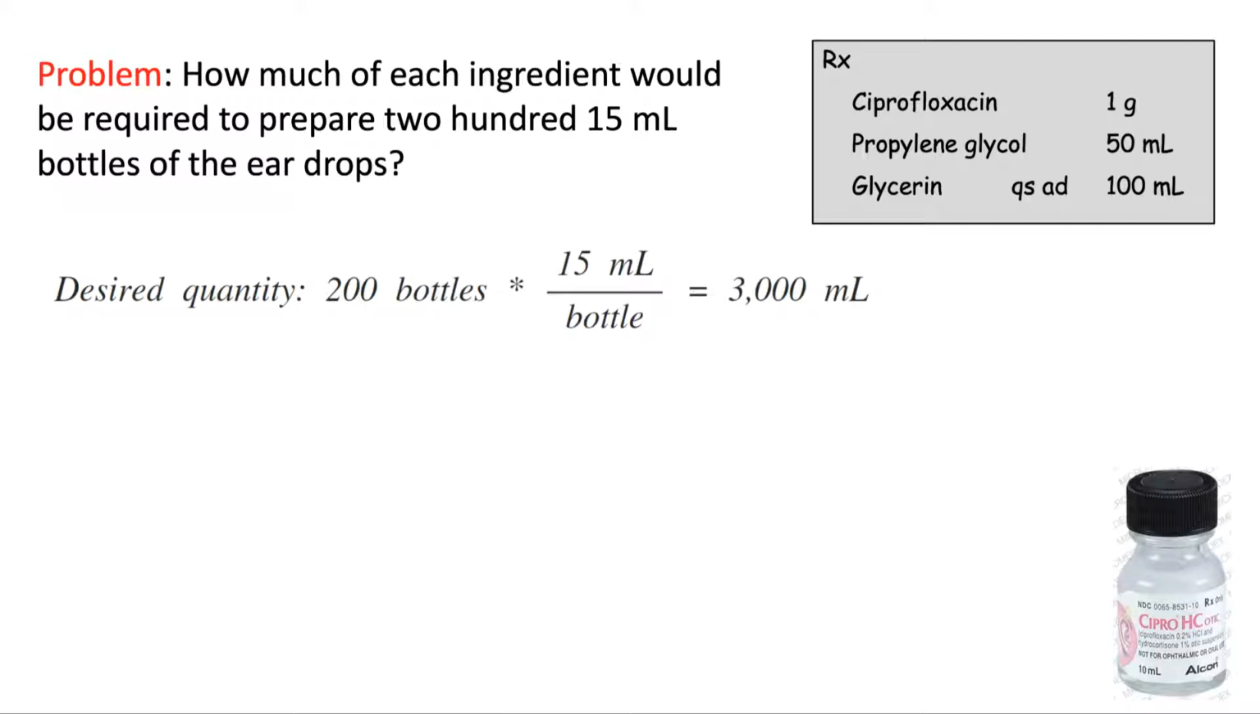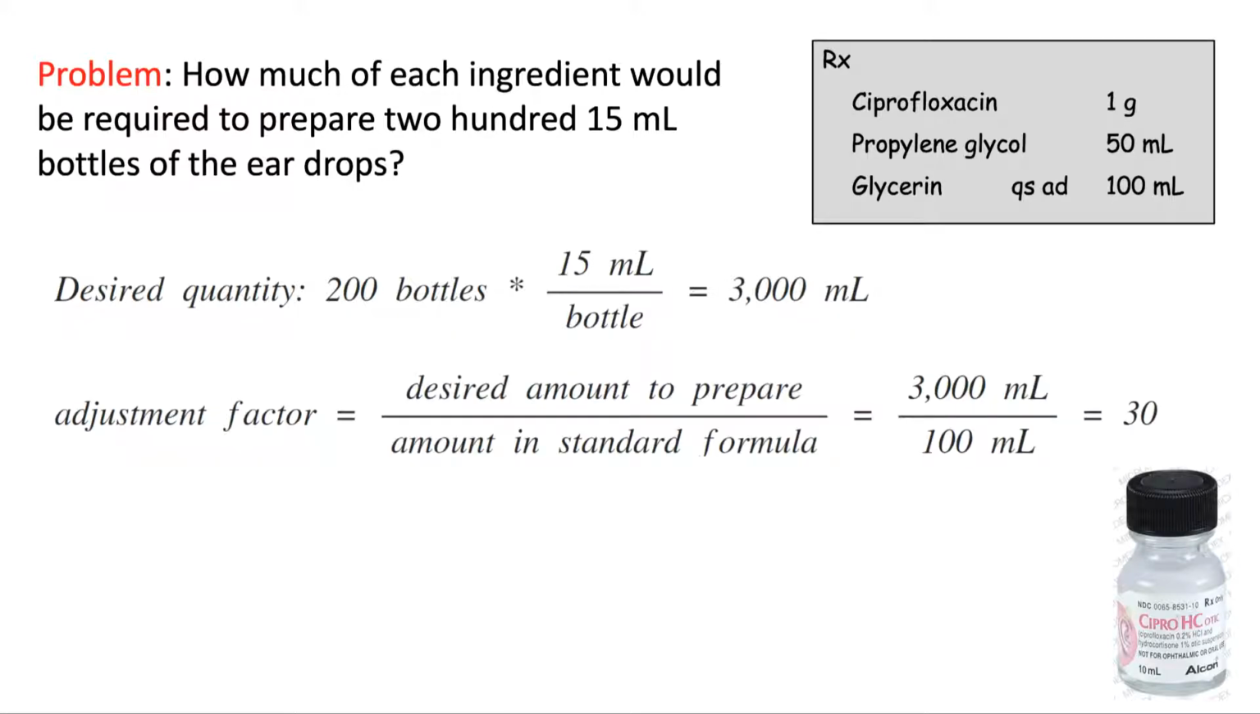So let's start by taking the 200 bottles, multiplying it by the fact that we know that there are 15 milliliters for each bottle. That way bottles cancel. And if you take 200 times 15, you get a total volume of 3,000 milliliters. So clearly, and this is extremely important, the batch that we desire, we wish to make 3,000 milliliters. And the reason I keep emphasizing this desired amount is it's an important part for the next step. And this step 2 is an extremely important step.